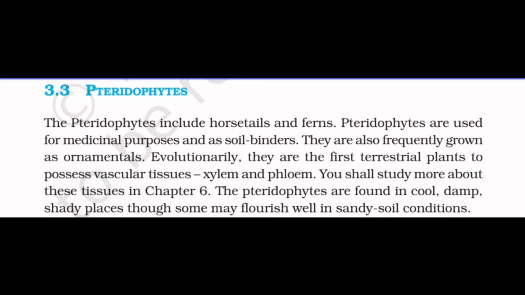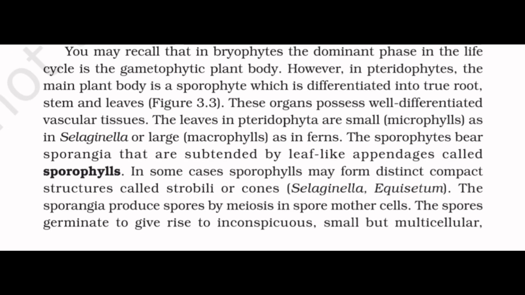The pteridophytes are found in cool, damp, shaded places, though some may flourish well in sandy soil conditions. You may recall that in bryophytes, the dominant phase in the life cycle is the gametophytic plant body. However, in pteridophytes, the main plant body is a sporophyte, which is differentiated into true root, stem, and leaves. These organs possess well-differentiated vascular tissues.